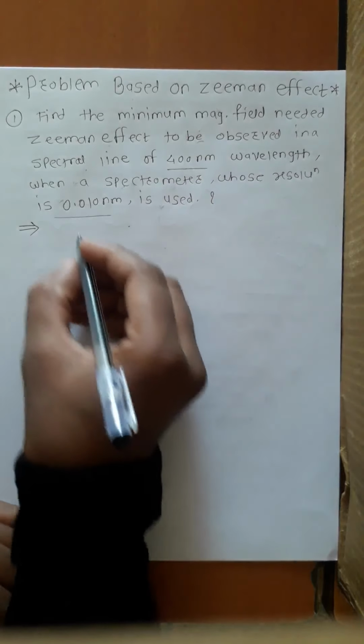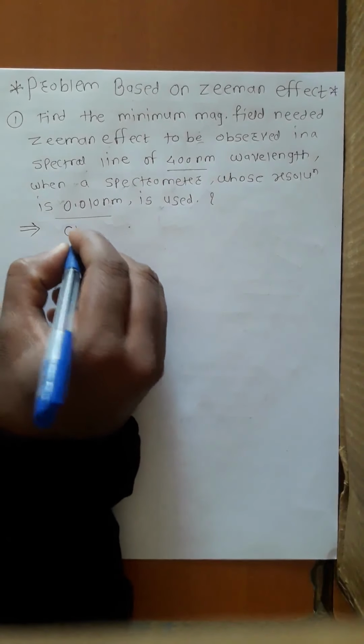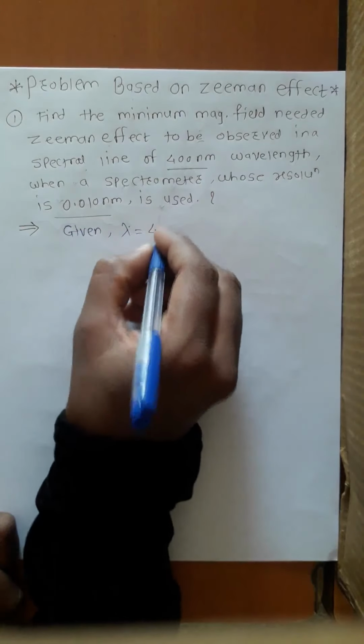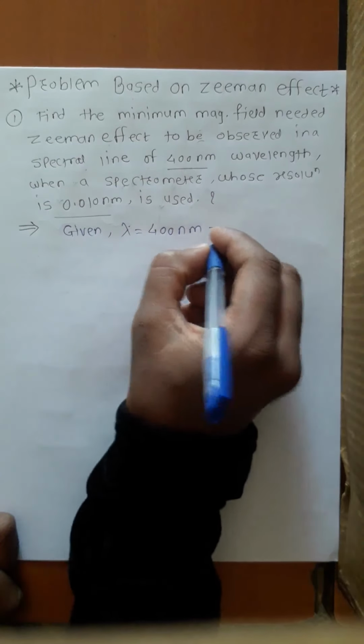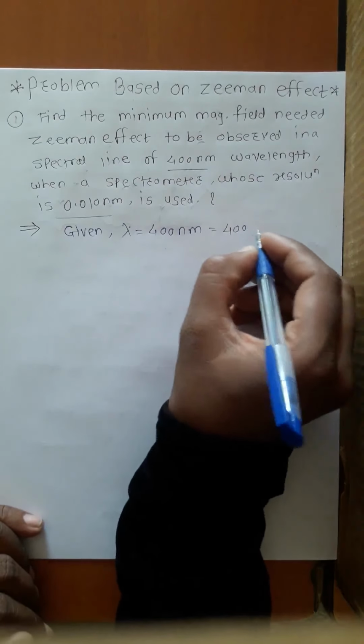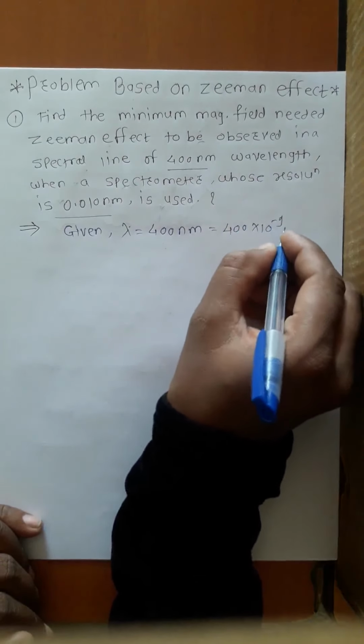First I will write what is given. Lambda is equal to 400 nanometer. We have to convert this scale, nanometer, into meter. 400 nanometer means 400 into 10 raised to minus 9 meter.